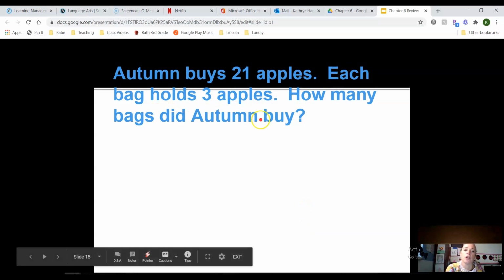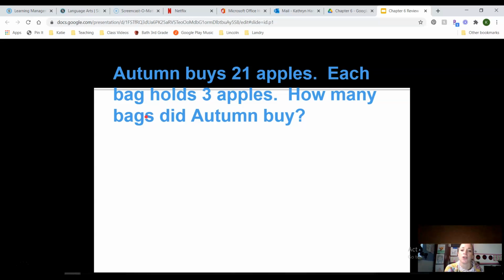I do not know my groups. A bag is a group. If I do not know my groups, that means I have no G's. If I have no G's, that means division. How many bags is a group? I do not know my group. If I do not know my group, then I must divide. So please divide 21 divided by 3.